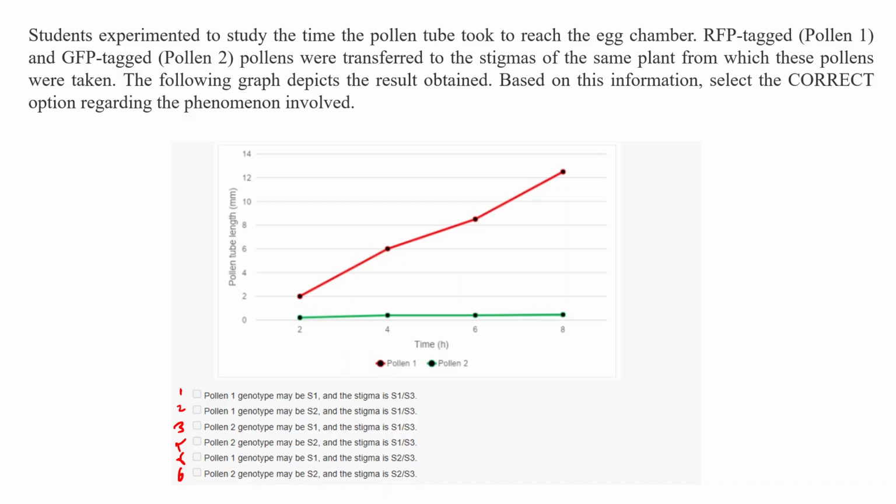First option is pollen 1 genotype may be S1 and the stigma is S1 S3. Pollen 1 genotype may be S2 and the stigma is S1 S3. Pollen 2 genotype may be S1 and the stigma is S1 S3. Pollen 2 genotype may be S2 and the stigma is S1 S3. Pollen 1 genotype may be S1 and the stigma is S2 S3. Or pollen 2 genotype may be S2 and the stigma is S2 S3. Okay, these are your options.